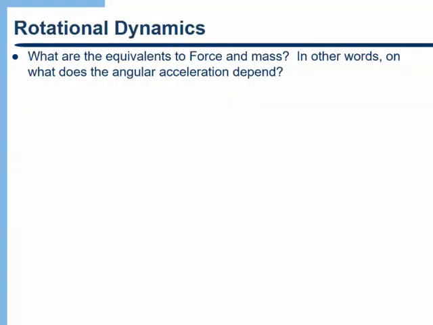You'll notice that what we're doing in this chapter on rotation is we're simply going through and following all the steps we went through when we were learning about linear motion. We defined our quantities, we did linear kinematics. Well, the next thing that we did was dynamics, in other words, Newton's laws of motion. And what we want to do now is see what is the equivalent for rotation. So what are the equivalents of force and mass? In other words, what does the angular acceleration depend on?